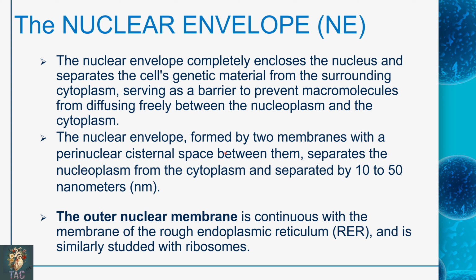The nuclear envelope is formed by two membranes with the perinuclear cisternal space between them. It separates the nucleoplasm from the cytoplasm, and the cisternal space between these two layers is 10 to 50 nanometers. The outer nuclear membrane is continuous with the membrane of the rough endoplasmic reticulum and is similarly studded with ribosomes.